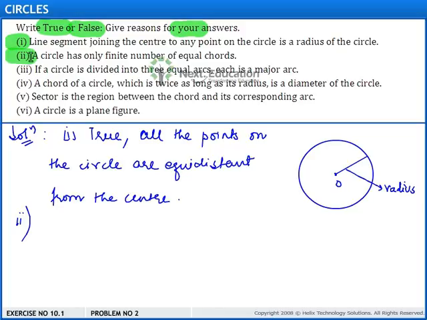It says, a circle has only finite number of equal chords. Now, in this circle we know that there are infinite number of points. Let us suppose 2 points. On joining these 2 points we get a chord. Similarly, we can take 2 more points such that on joining these 2 points we get a chord equal to the previous chord. In a similar manner, we can find infinite number of points on this circle such that we can draw infinite number of equal chords.